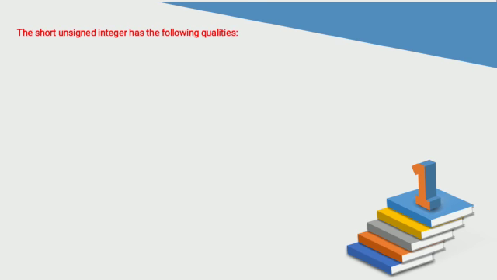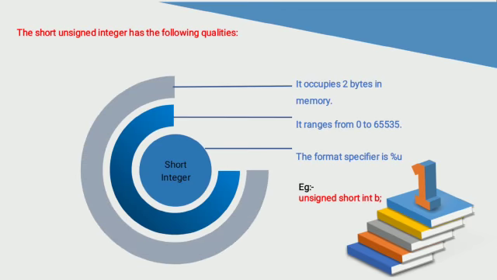The short unsigned integer has the following qualities. It occupies 2 bytes in memory. Adding the range of short signed integer will give this range. The format specifier is %u for unsigned integer. Example, unsigned short int b.